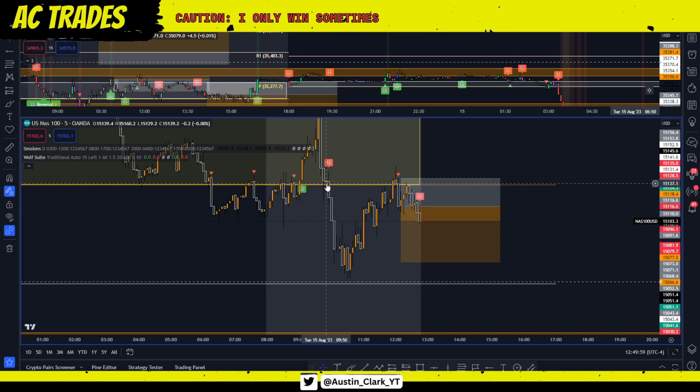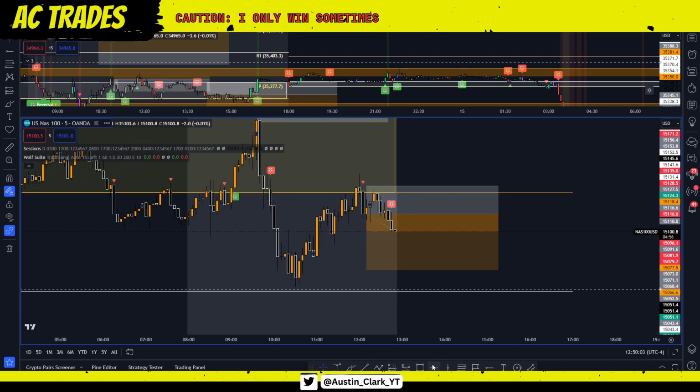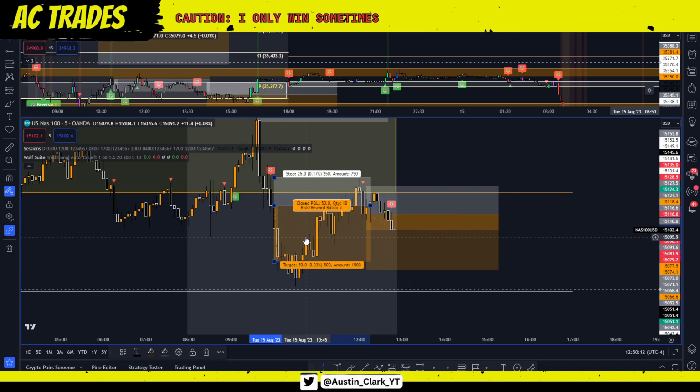Some of you were actually bragging on this this morning. The only reason I didn't get into this NAS trade here was because I didn't like this wick on the top. So this is an example of me not using this indicator to blindly trade. And you can see how this did play out. But again, I only take high quality setups. So you can argue, like, yeah, Austin, come on, bro, this hit profit. But it wasn't a high quality setup. So it is what it is.